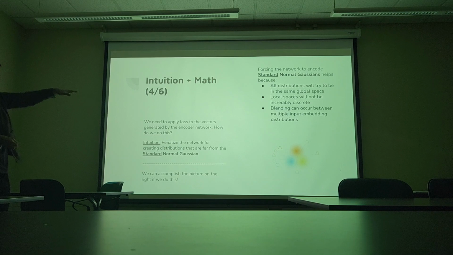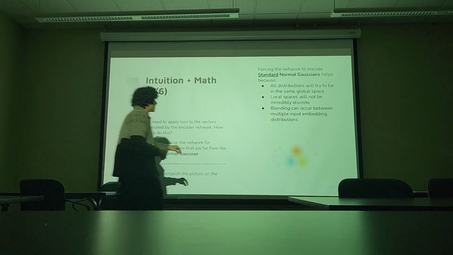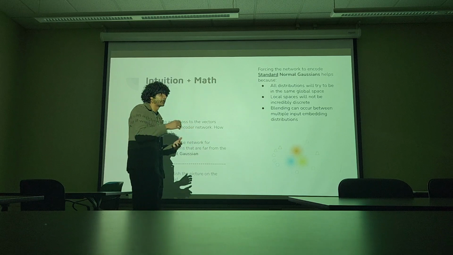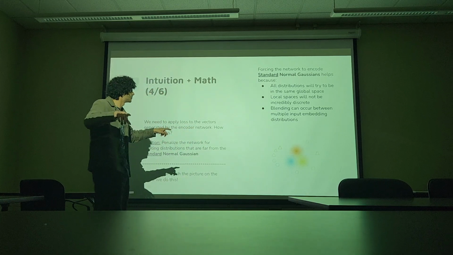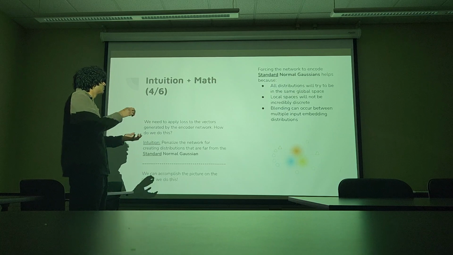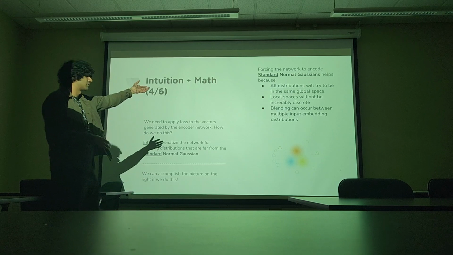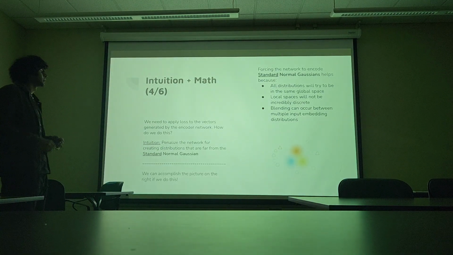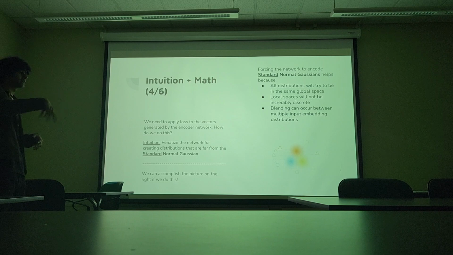So forcing the network to encode standard normal Gaussians, or saying, hey, you really need to make sure your distributions look like this one, makes sure that all distributions will try to be in the same global space, so they'll all try to crowd around this center right here, right? Because you're forcing them to. Local spaces won't be incredibly discrete because the standard normal Gaussian has a little bit of spread to it. And blending can occur between multiple input embedding distributions, and this is a consequence of them being in the same global space. Because if you're saying, hey, variational autoencoder, your distributions, your mean and standard deviation vectors, need to look like the mean and standard deviation vectors for a standard normal Gaussian.